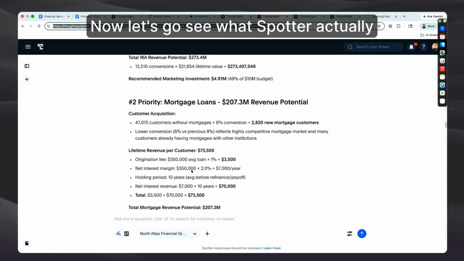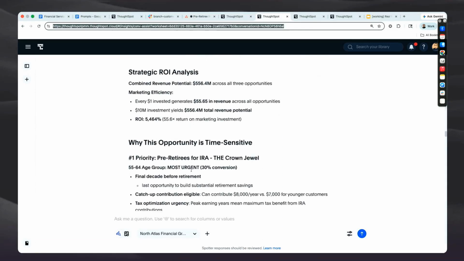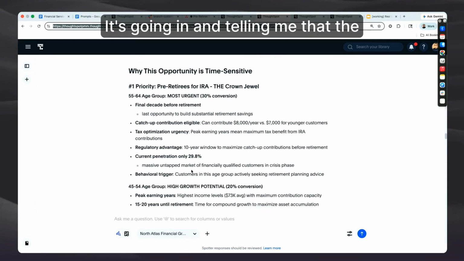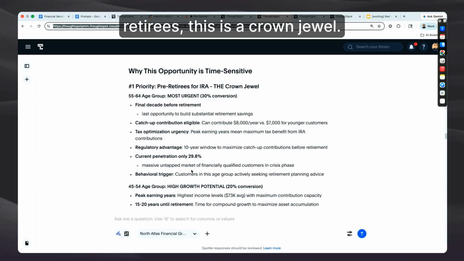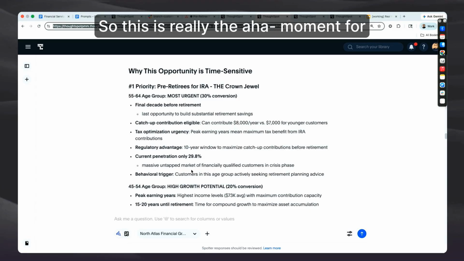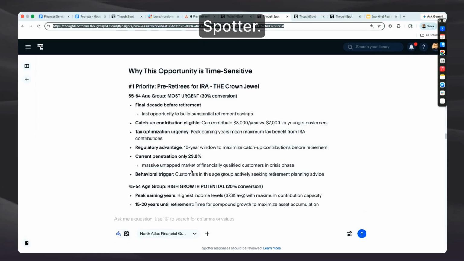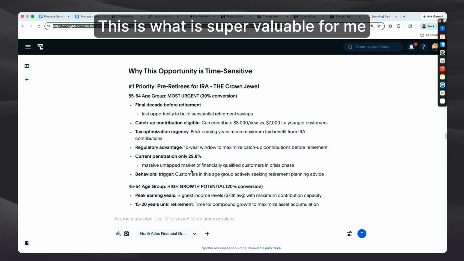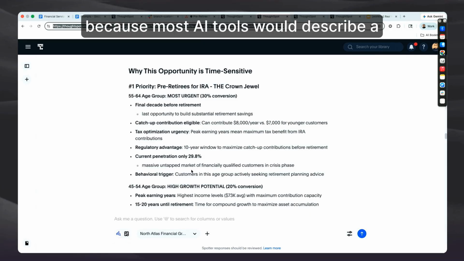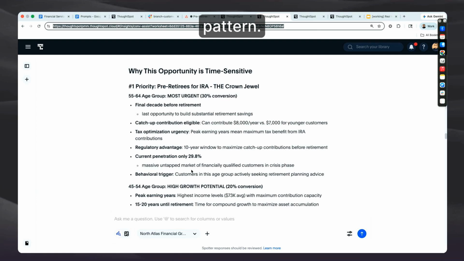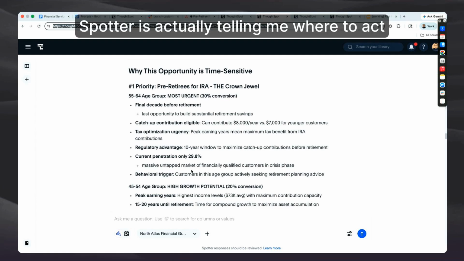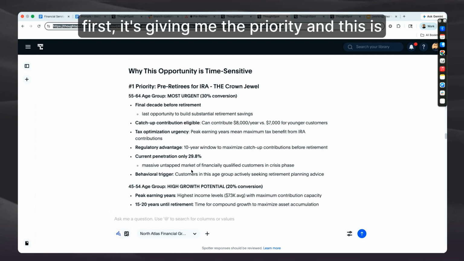Now let's go see what Spotter actually recommends. It's going in and telling me that the number one priority here is, again, pre-retirees. This is a crown jewel. So this is really the aha moment for Spotter. This is what is super valuable for me, because most AI tools will describe a pattern. Spotter is actually telling me where to act first. It's giving me the priority.